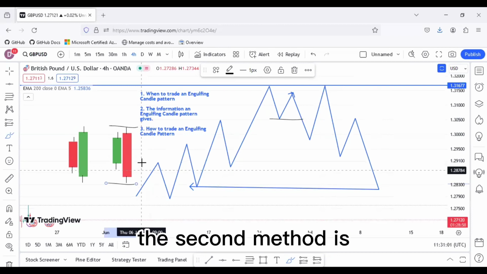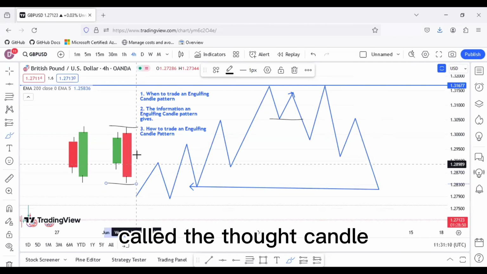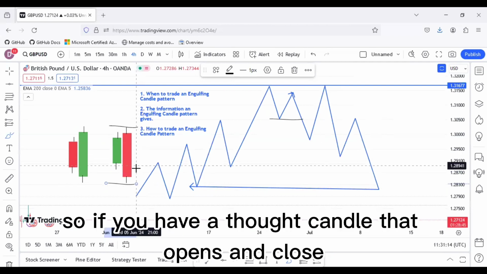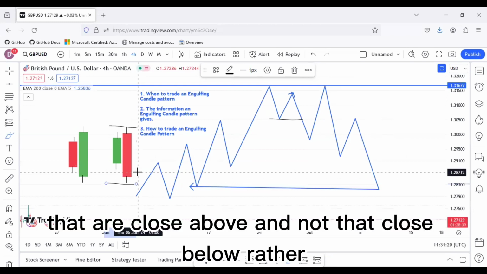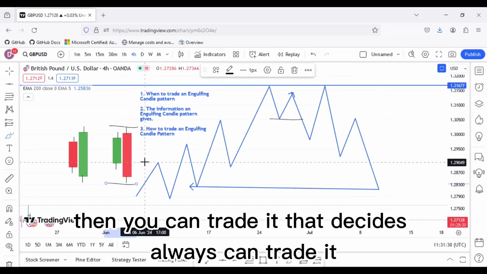That is the first method to trade it. The second method is you can wait for the third candle to open and close. We call that third candle a retest candle. So if you have a third candle that opens and closes below and not above here, then you can trade it. Those are the two ways you can trade it.